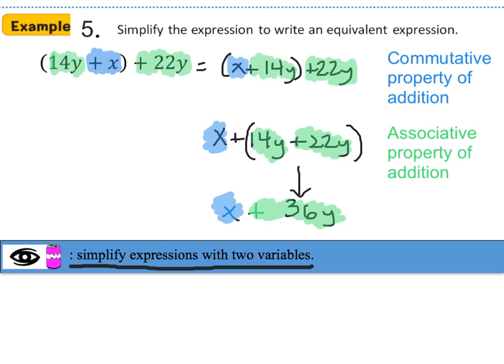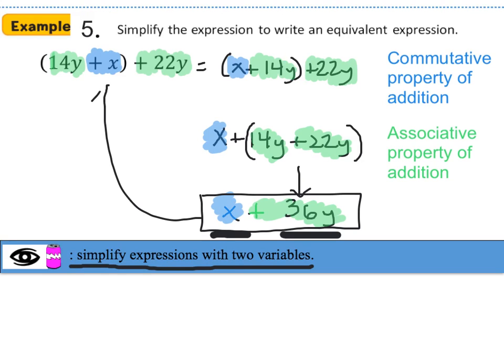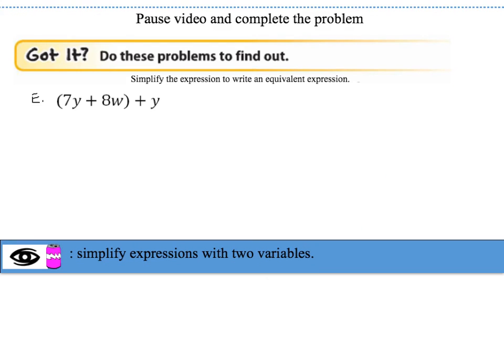And we can't combine further because this term has an x and this term has a y, so you can't combine them. But please know that x plus 36y is equal to the original problem that we came up with. Those are equivalent expressions. They just look different. So pause the video and complete the got it problem, and we'll discuss this answer in class tomorrow.